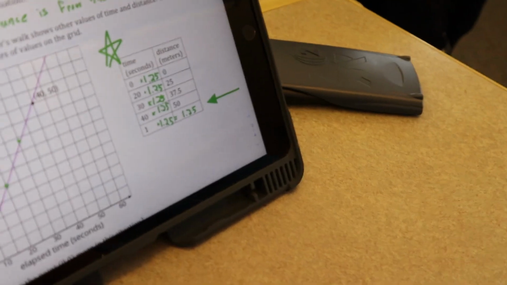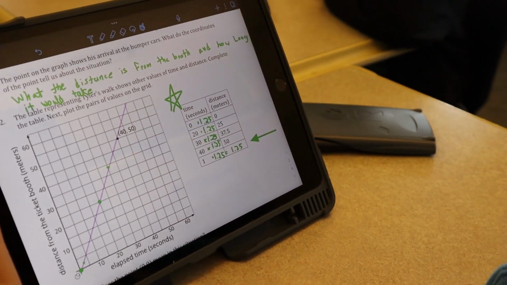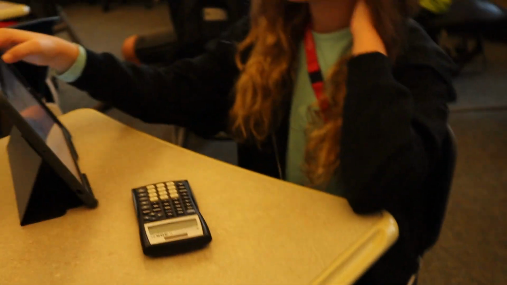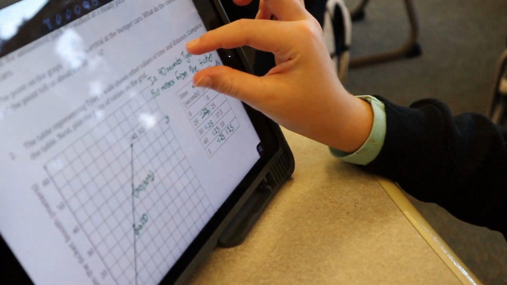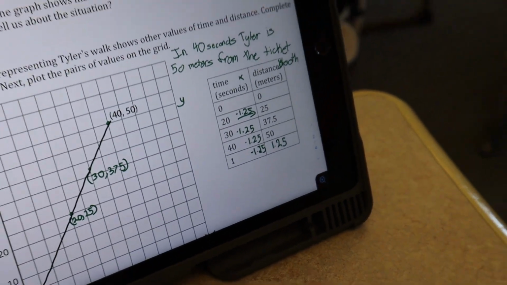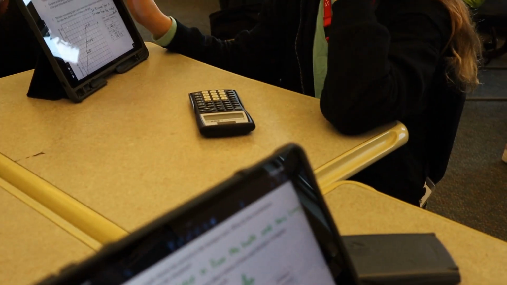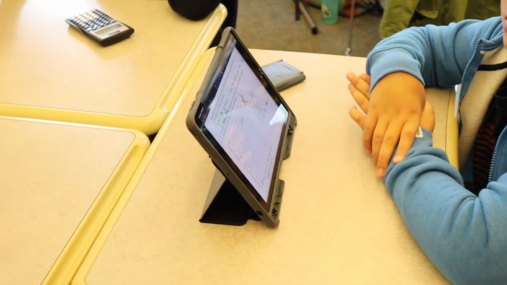How long it would take. Okay, say it again. What the distance is from the booth and how long it would take. Okay, in your explanation, Clara, did you say something differently for number 1? What did you say? Yeah, I got that wrong. I put in 40 seconds, Tyler is 50 meters from the ticket booth. Okay, so Clara's was a little bit different. She said in 40 seconds he was 50 meters from the ticket booth. You notice how she talks about the values of 40 and 50 in hers?